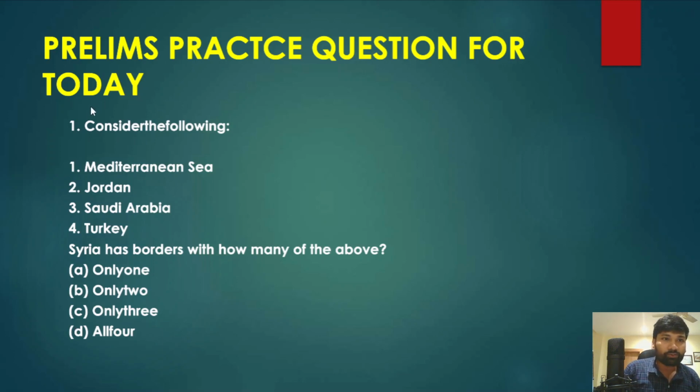Now consider the following countries: Mediterranean Sea, Jordan, Saudi Arabia, Turkey. Syria has borders with how many of the above countries? So this was the question that was asked. Now let's try to answer this question through the map.